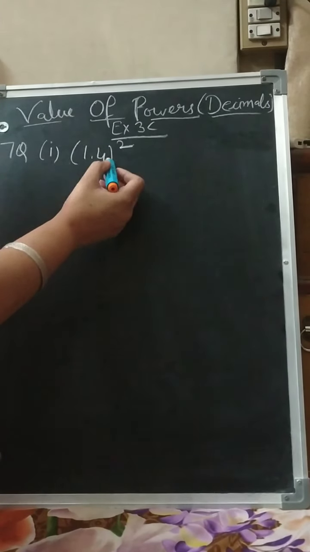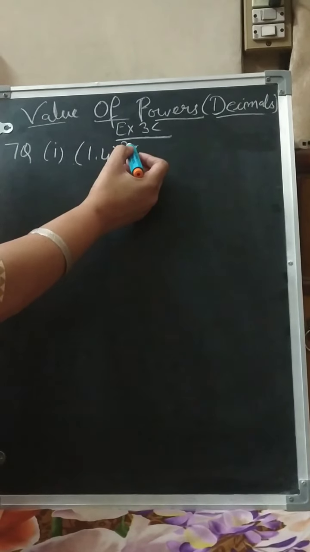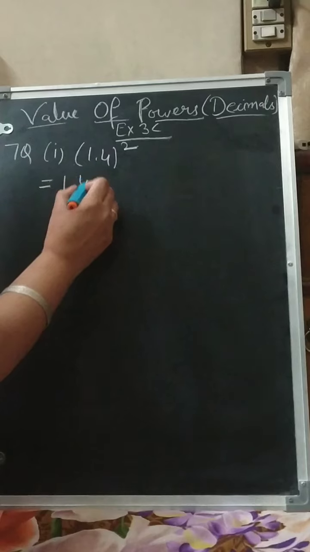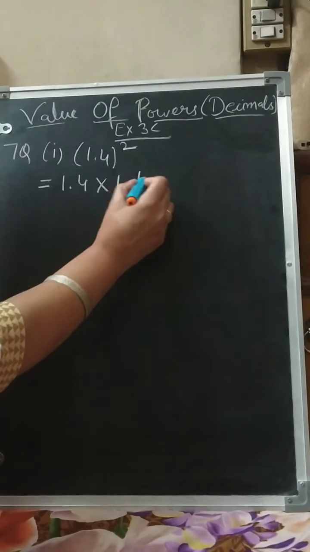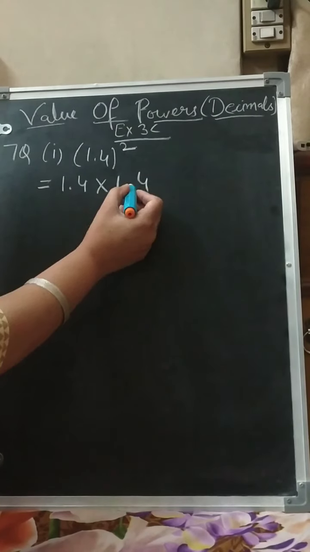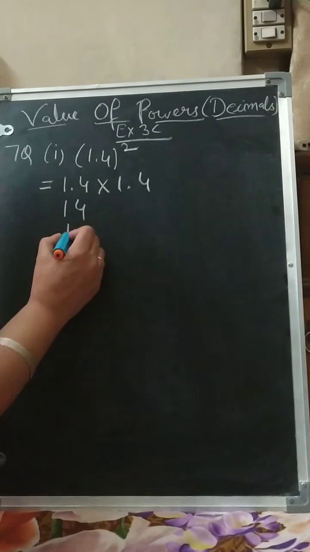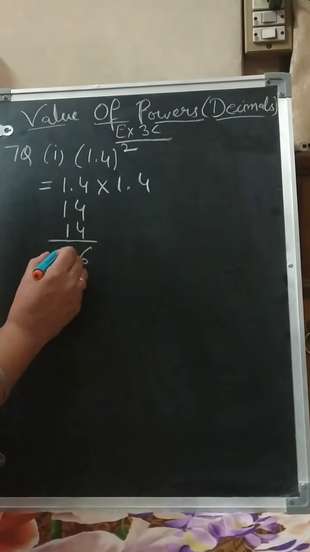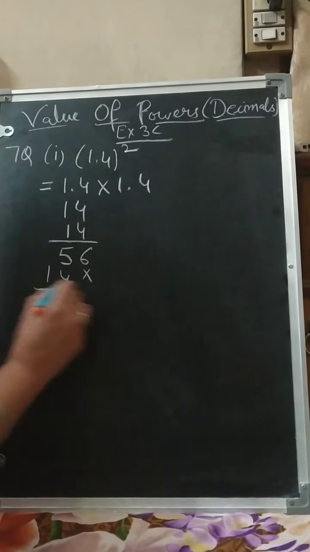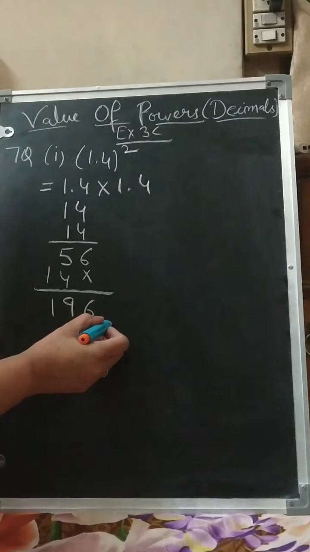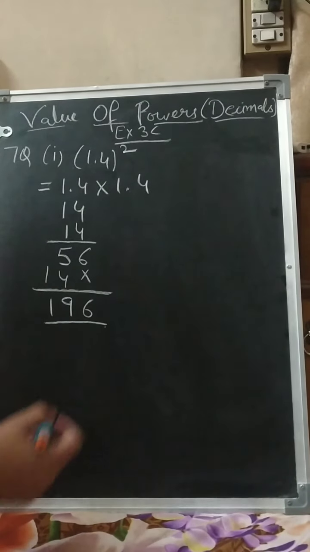First of all, you must learn how to open this bracket when power is 2. We will open like this, 1.4 multiply 1.4. Further, you know how to do. We will ignore the decimals and simply we will multiply 14 with 14. So what will come? 196.